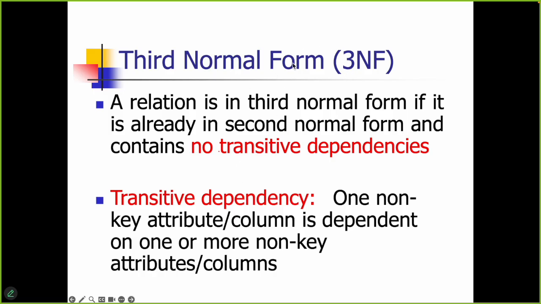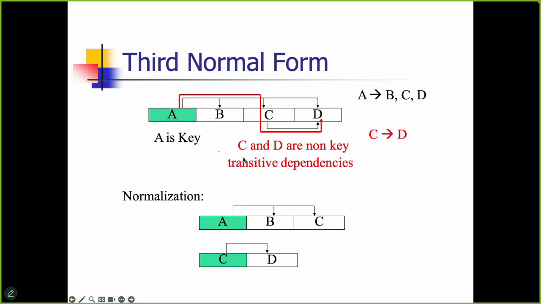So a table in 3NF should have atomic values, no repeating groups because it should already be in 1NF, should not have any partial dependency because it should also be in 2NF, and then no transitive dependency, which means no non-key column depending on one or more non-key columns. So there is no dependency between non-key columns. So we basically want to remove all these dependencies.